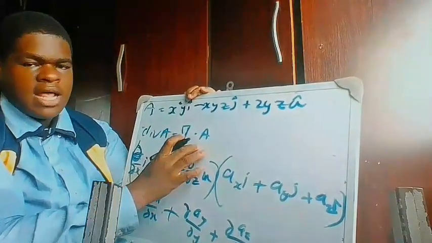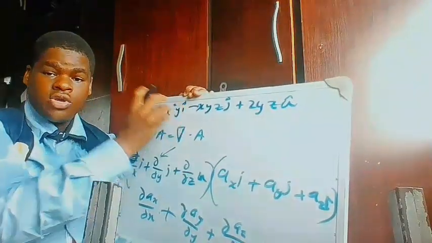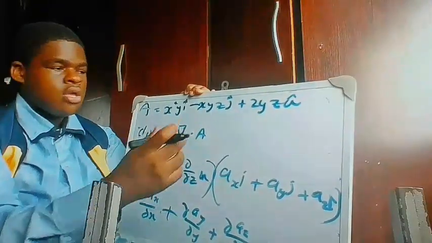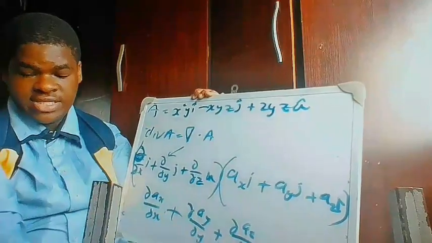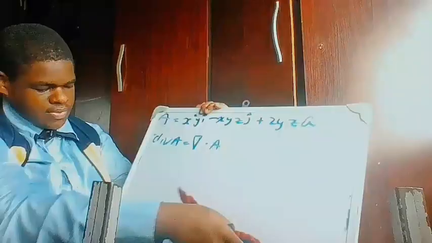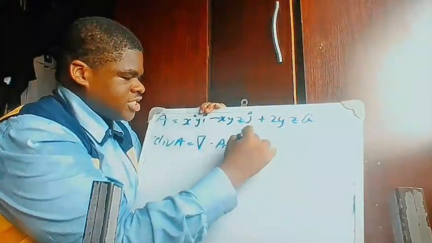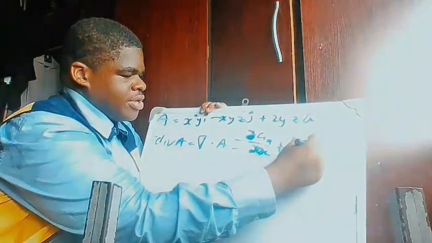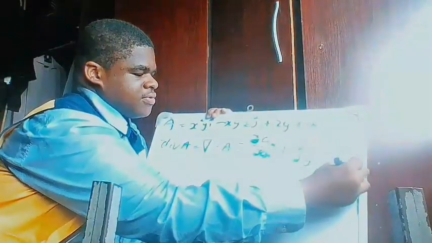Instead of just putting nabla dot A, you can just get this. So you're going to differentiate the equation of i with respect to x, plus differentiate the equation of j with respect to y, plus differentiate the equation of k here with respect to z. The divergence of A is equal to, okay, I simplify this to partial Ax partial x plus partial Ay partial y plus partial Az partial z.